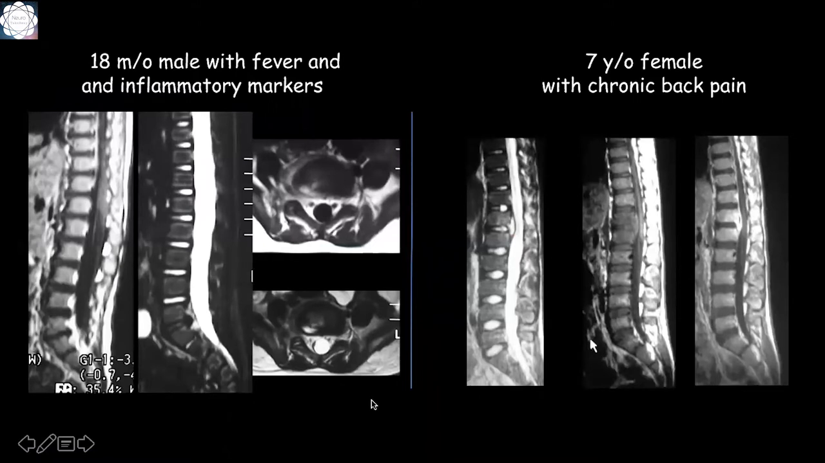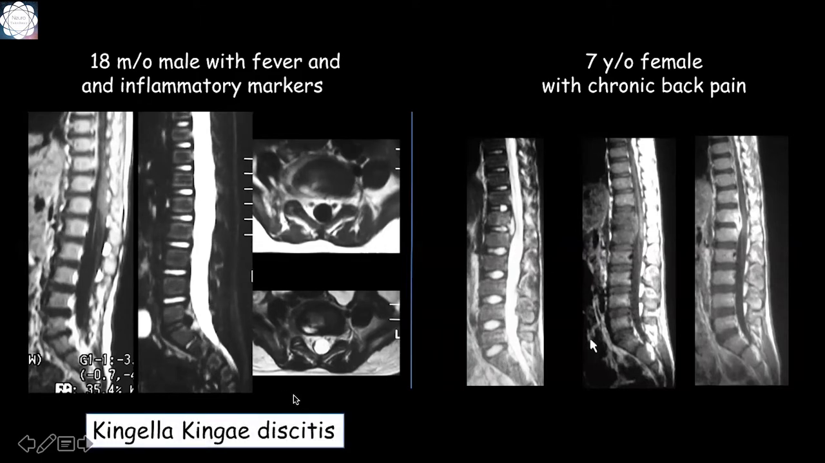Let's go to images. Here we have on the left an 18-month-old male with fever and inflammatory markers. And we found this narrowing of the fifth disc space, which has hypointense signal on STIR, which is different from what we find in adults. In infections, we find, as you know, hyperintensity of the disc. Here you have the axial T1 with gad, and we find this tissue surrounding the disc base with a relatively homogeneous enhancement, and we call this phlegmonous tissue. And this is the axial T2 with the hyperintensity, especially at the posterolateral margin.